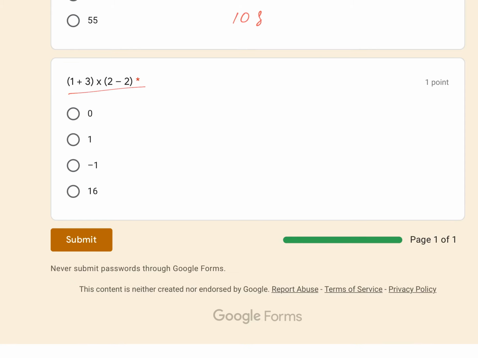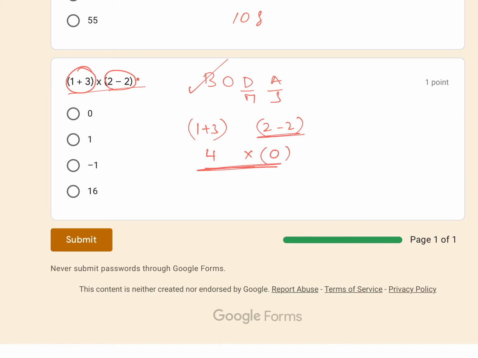The last one, 1 plus 3 into 2 minus 2. So BODMAS. Brackets are to be solved first. So here is bracket number 1. So 1 plus 3 is to be solved first, that is 4, into another bracket, that is 2 minus 2, which is 0, right? So 4 times 0 is 0. So this is the answer.